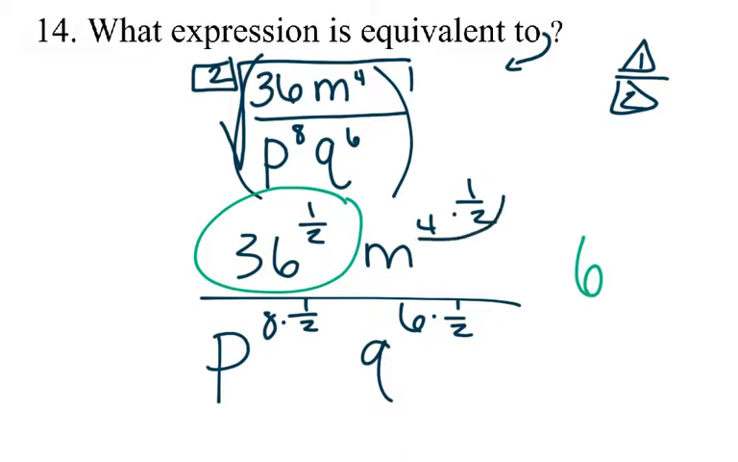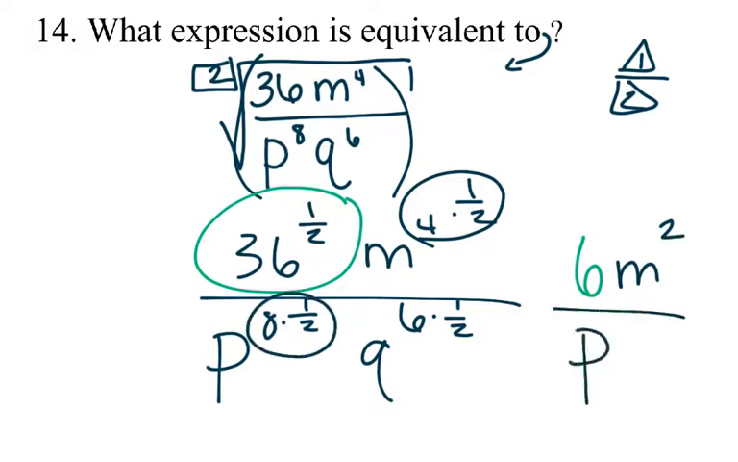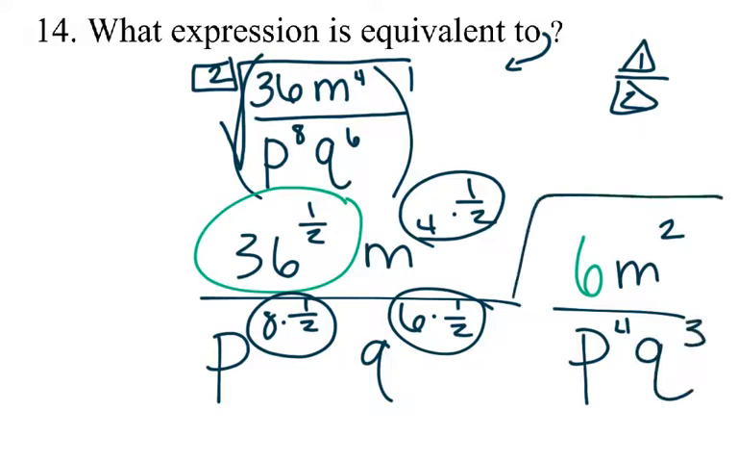Alright, if I multiply these together, I get m to the 2nd. If I multiply these together, I get p to the 4th. And if I multiply these together, I get q to the 3rd. I don't see anything else that needs to be moved because of negative exponents. I don't see anything that can be simplified. So that would be an equivalent expression to the original.